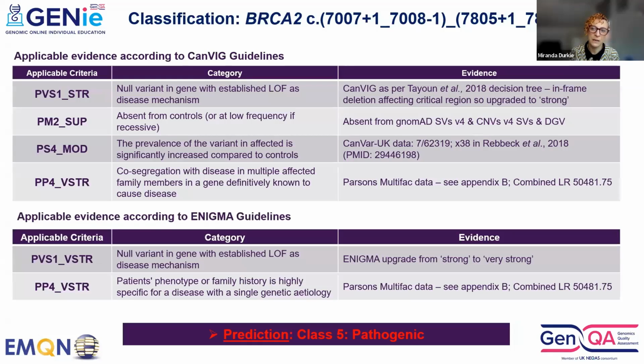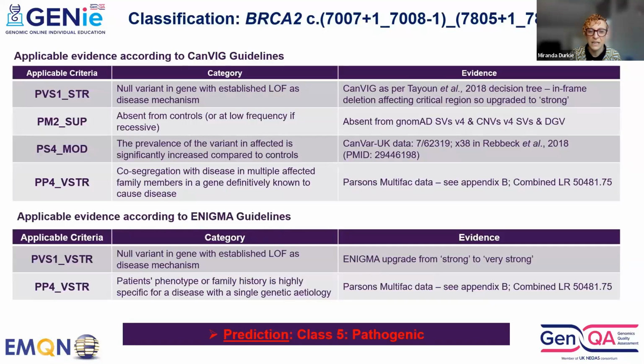And so the CAMVIG guidelines allow you, if you've got 10 cases in high quality, well recognized families and published in the literature. So this is definitely not ClinVar data. We do not know the phenotype of a lot of the ClinVar data, but when you've got a good publication like Rebecca, or you've got the UK diagnostic data, this would be sufficient to apply PS4 at moderate. And then we also have applied PP4 at very strong, using the Parsons et al. multifactorial data. And again, I'm going to come on to explain that a bit more.